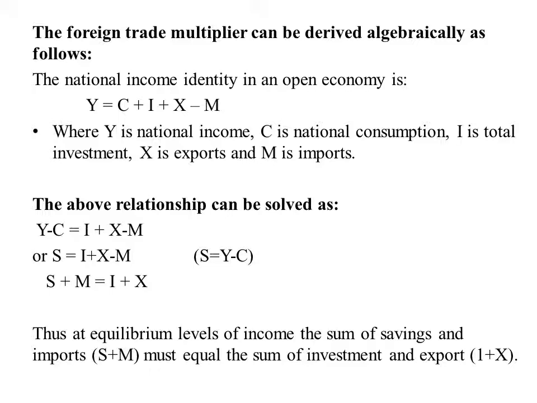S + M = I + X. Saving plus imports equal investment plus export. Thus, at the equilibrium level of income, the sum of savings and imports, S + M, must equal the sum of investment and export.